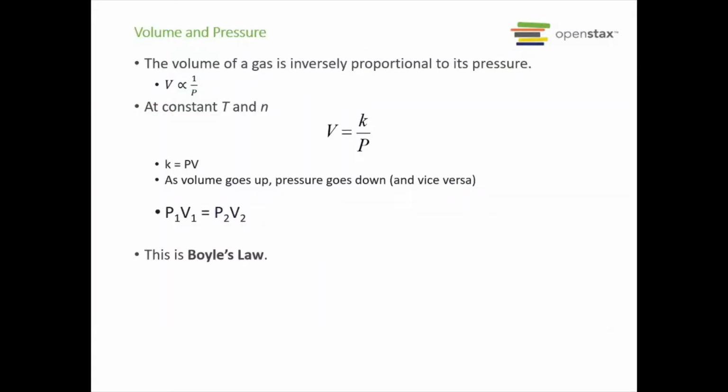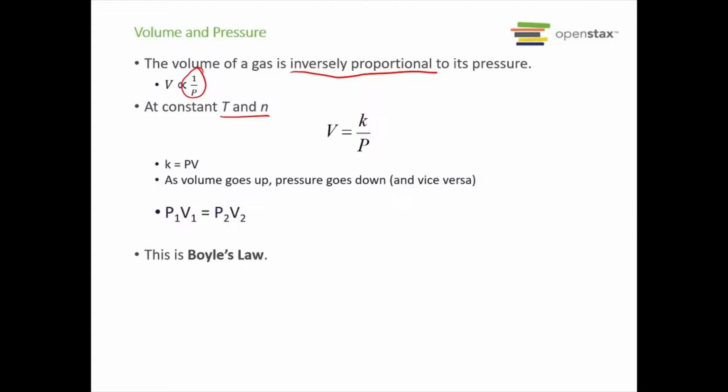All right, next up, volume and pressure. Now, the volume of a gas is inversely proportional to its pressure. So V is proportional to 1 over P. What that tells us is as one goes up, the other goes down. This is at constant temperature and moles of gas. So now temperature and moles are constant, and volume is equal to your proportionality constant divided by P, or K times 1 over P.